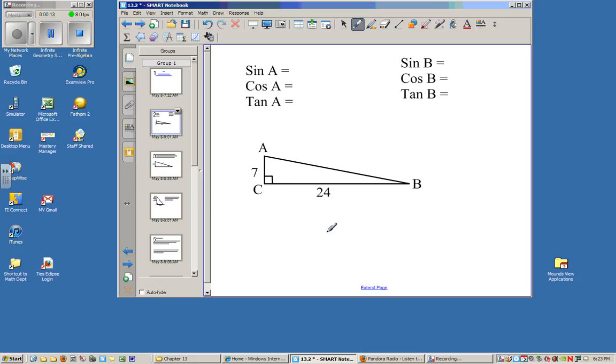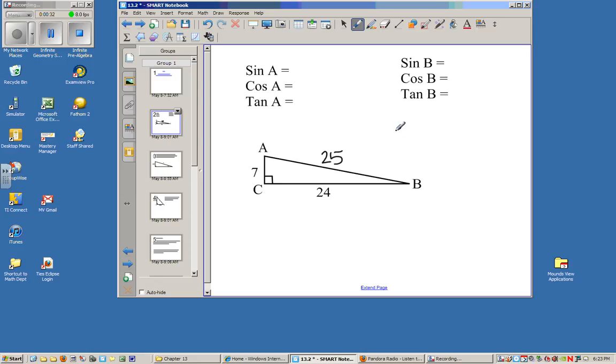We're looking at a right triangle here, ABC. Our legs, they tell us, are 7 and 24. So we can use the Pythagorean theorem to find what our hypotenuse is. It should end up being 25. What they want us to do in this problem is find the sine, cosine, and tangent of both angle A and angle B.